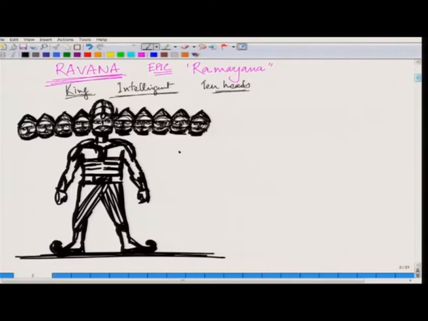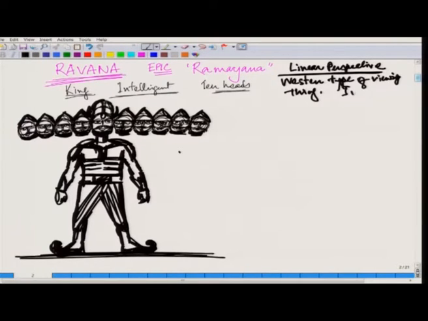So, this is how the character is sketched out. Now, for the sake of composition, if we want to show Ravana in linear perspective, which we discussed earlier in our lectures, that is a very Western type of viewing things, and Ravana is quite an Indian character. So, we may not want a Western look in Ravana. When we put the 10 heads in linear perspective, it will appear something like this.